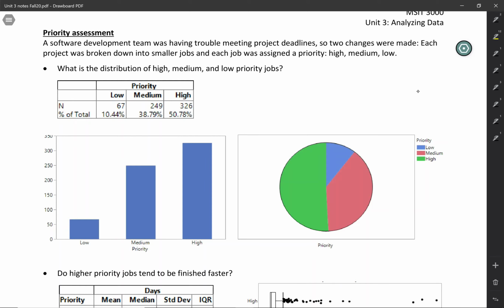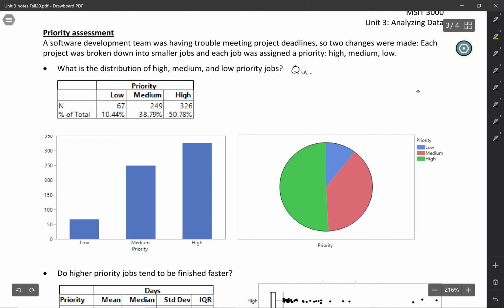So in this example, a software development team was having trouble meeting project deadlines, so they made two changes, breaking projects down into smaller jobs and also assigning each job a priority, either high, medium, or low. So let's say that we ask, what is the distribution of high, medium, and low priority jobs?